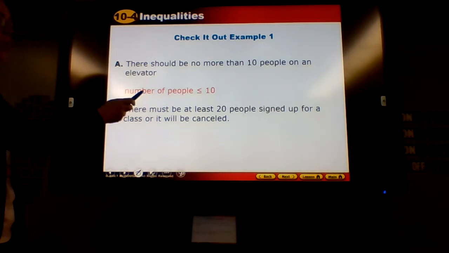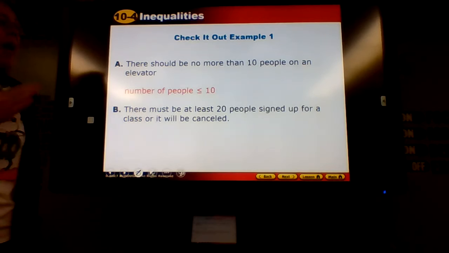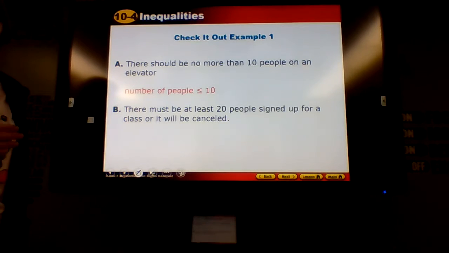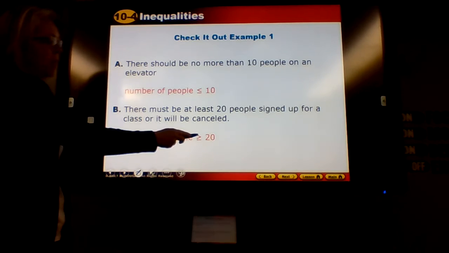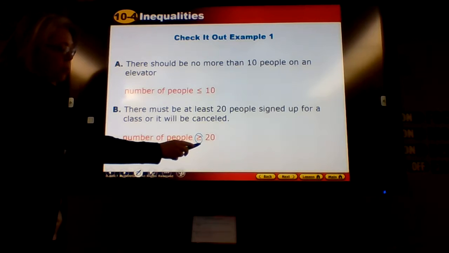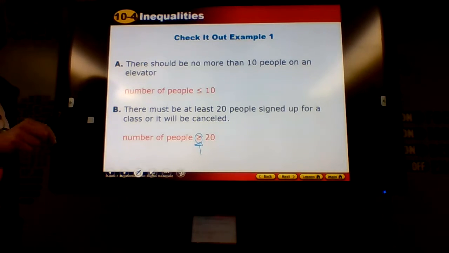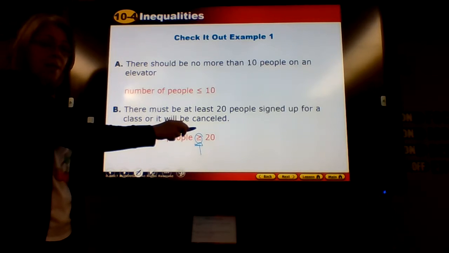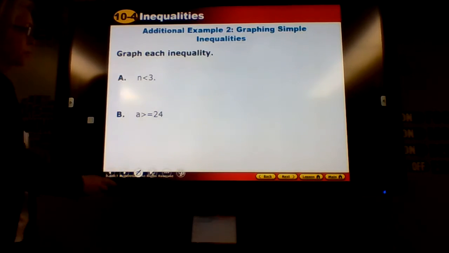There must be at least 20 people signed up for the class or it will be canceled. At least 20. What if 18 people sign up? Then that doesn't work, right? So the number of people has to be greater than or equal to 20. Notice all of these have the equal to sign. So that means that 20 would work. If it was just greater than 20, 20 wouldn't be a solution to the problem.